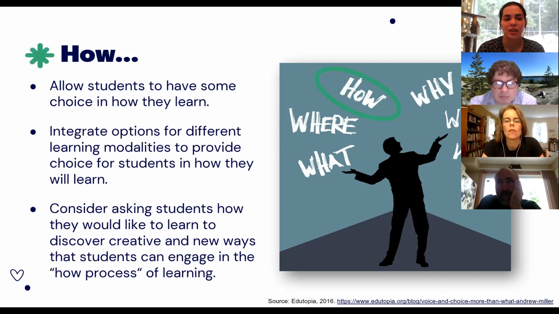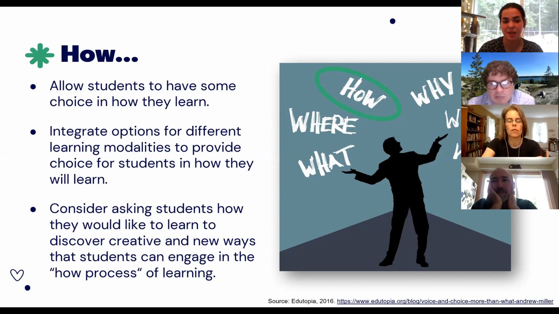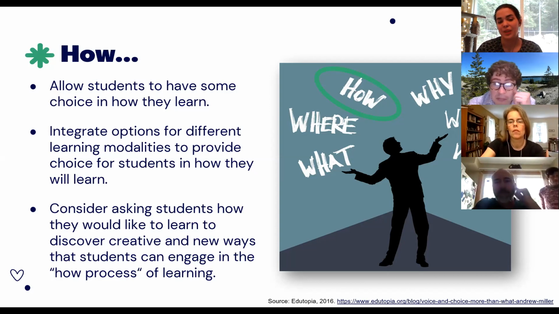Moving on to how, I think this is one that's probably really familiar to people: the idea of integrating options for different learning modalities and providing choice in how they're going to learn. Asking them how they're going to demonstrate their learning, and how they would like to learn, can help you discover new and creative ways to engage with your learners. Of course there have to be constraints, because you still need to meet outcomes, but if you provide them with some brainstorming room to come up with ideas of how they might engage with their learning, they might come up with something that you haven't even thought of.